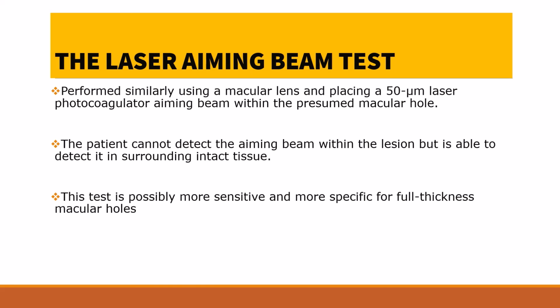Based on similar principles, we have the laser aiming beam test, which is done using a photocoagulator laser, which is about 50 micrometers in width, and that beam is aimed at the presumed macular hole. The patient will not be able to detect the aiming beam within the lesion, but will be able to detect it if you project it in the surrounding intact tissue. So if this is a hole, if you put the beam in this area, the patient will not be able to detect whether there is a beam present or not.